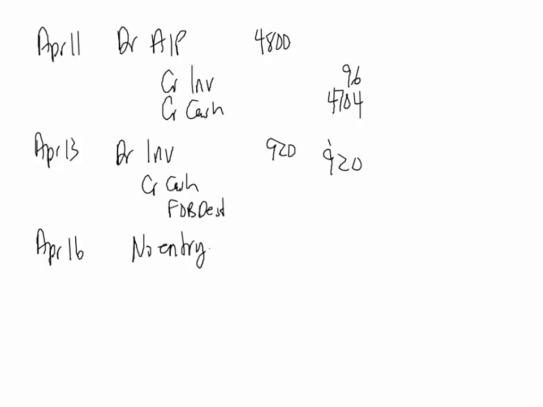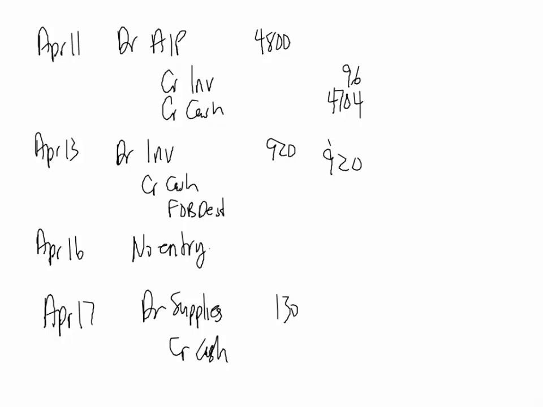Purchase supplies for $1,300 cash from Discount Supplies Limited. April 17th. What's the debits and what's the credit? What did we get? What did we give away? Supplies, and credit cash. Now, why did I put this entry in here? I put this entry in here because otherwise students start thinking that every single purchase is an inventory purchase, and that's not true at all.